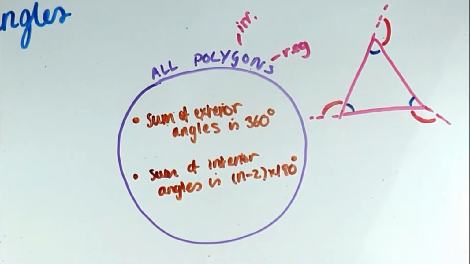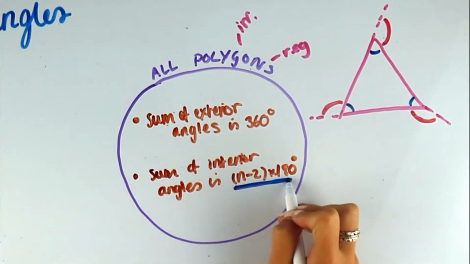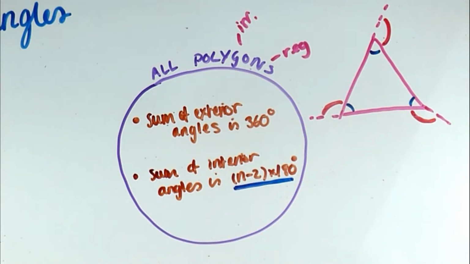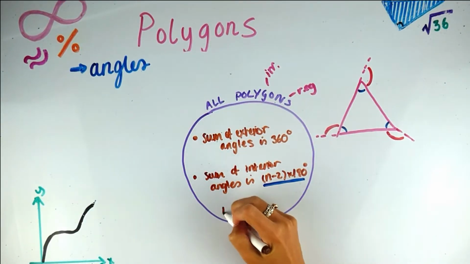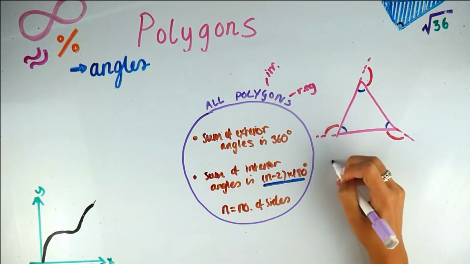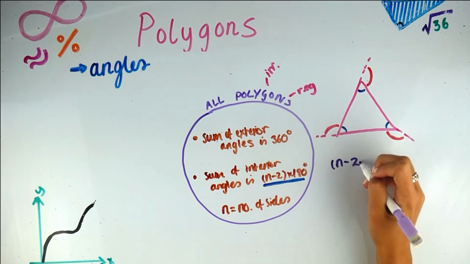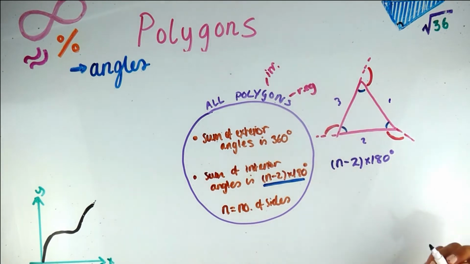If we move on to the second point, we've got the sum of the interior angles is (n minus 2) multiplied by 180. So it's very important to know that n is the number of sides, so I'll put that in here. So let's test that with our equilateral triangle. So the sum of interior angles is (n minus 2) multiplied by 180 degrees. So for a triangle, we know that we have 1, 2, 3 sides.